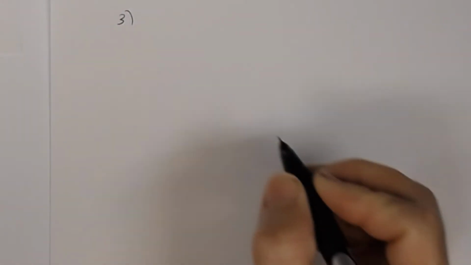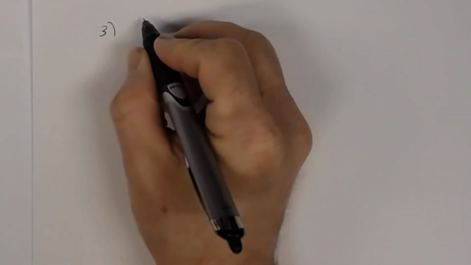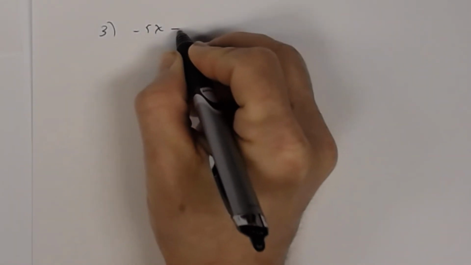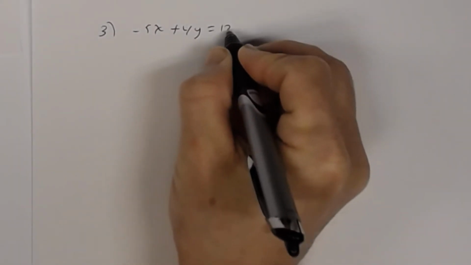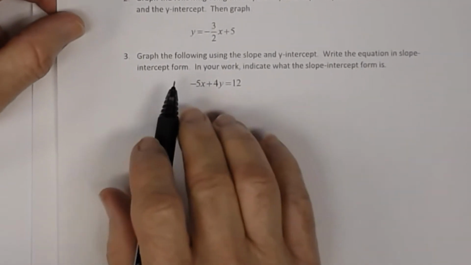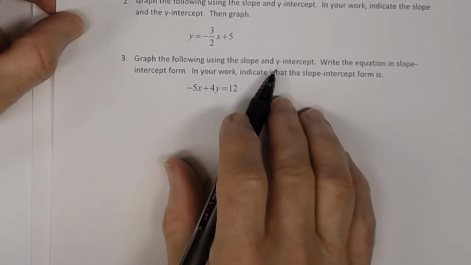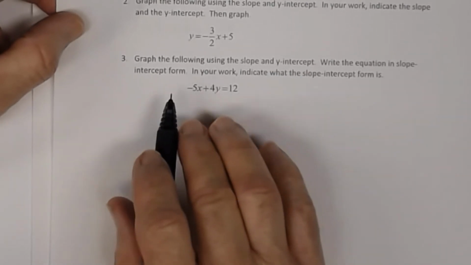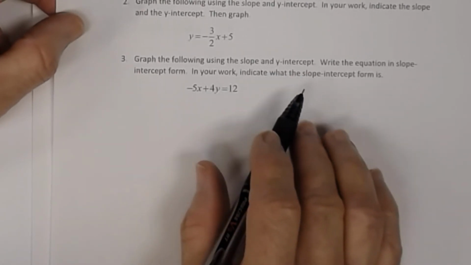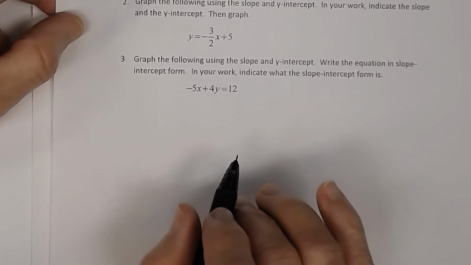And then finally, number 3. So this is what you would have done in number 3. You have -5x plus 4y equals 12. Now read the directions. The direction says graph the following using slope and y-intercept. Write the equation in slope-intercept form, and then in your work indicate what the slope and y-intercept are.